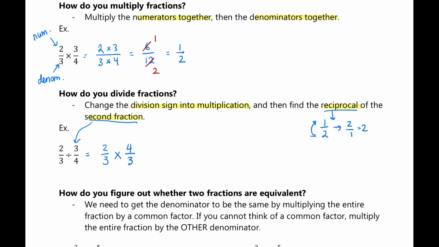And again, we're going back to multiplying fractions. So numerators together. So 2 times 4. Keep the division sign. And 3 times 3. So denominators are together. 2 times 4 is 8. 3 times 3 is 9. It looks like we cannot go any further or simplify any further, so we'll keep it here.